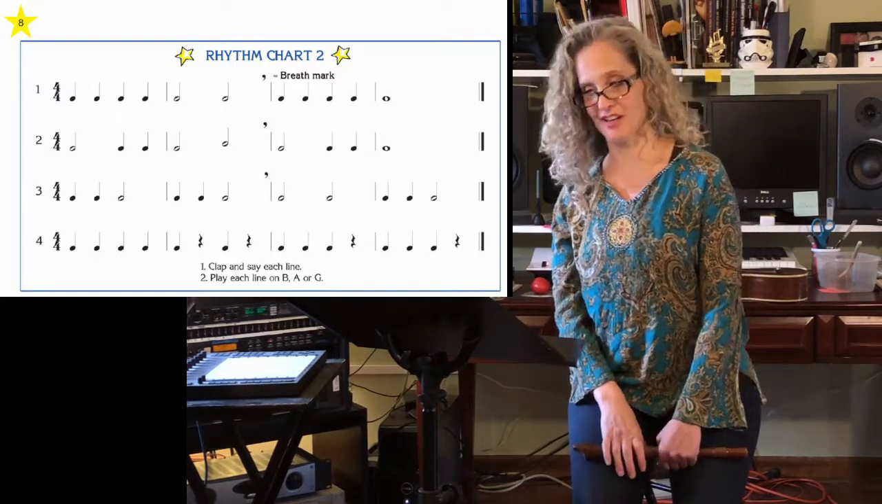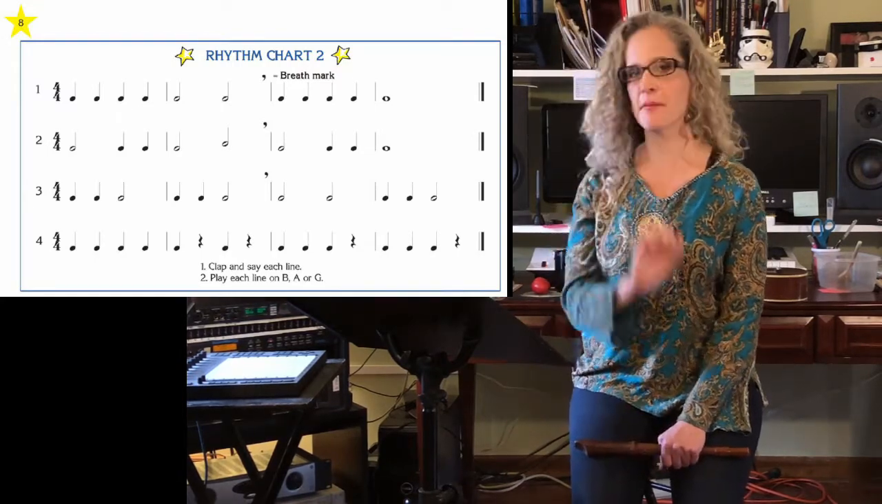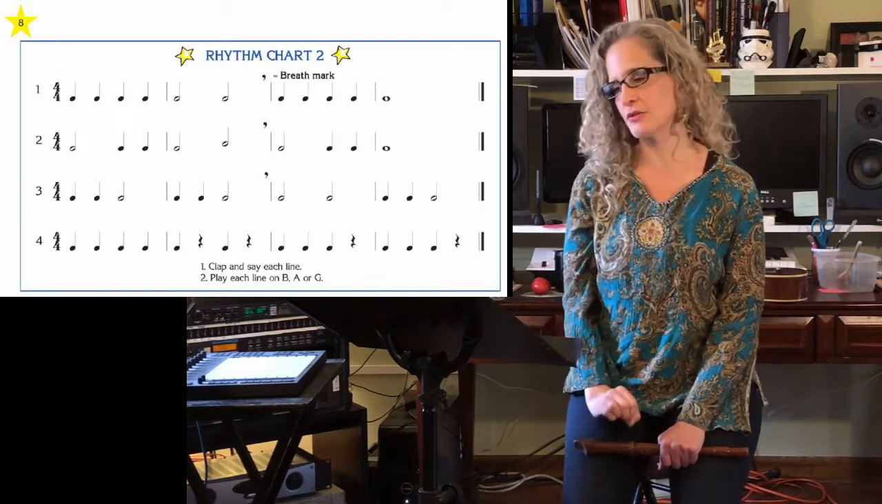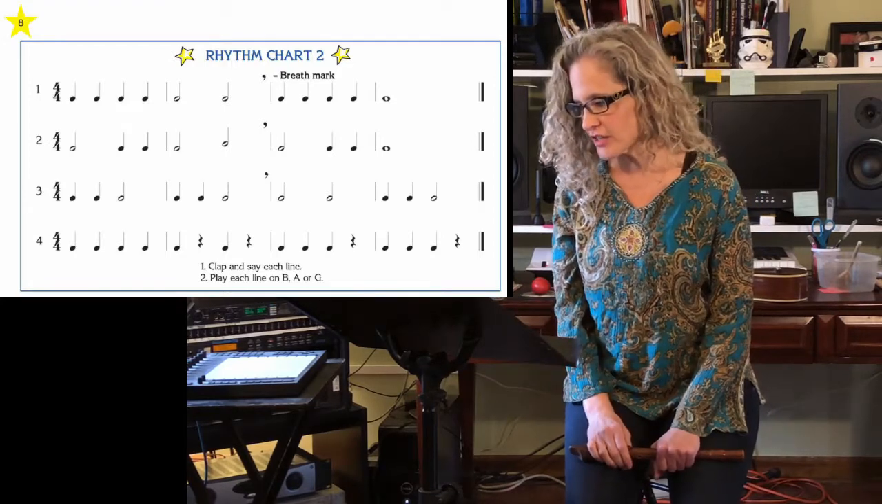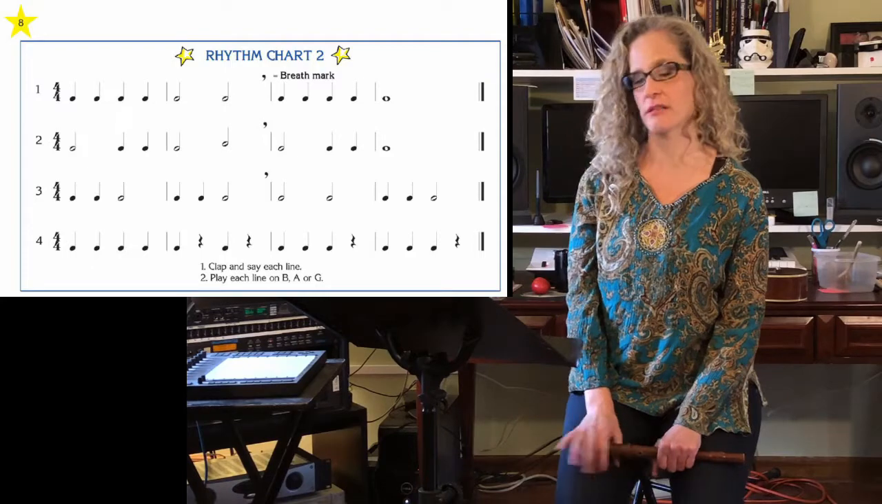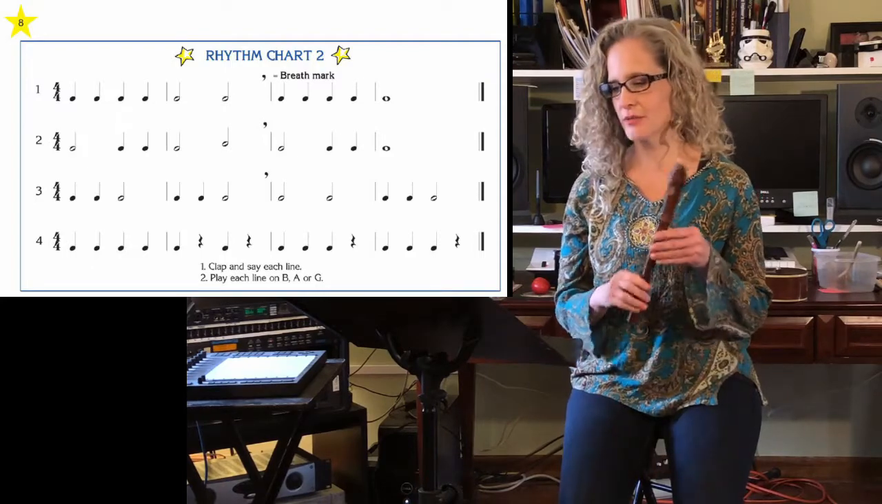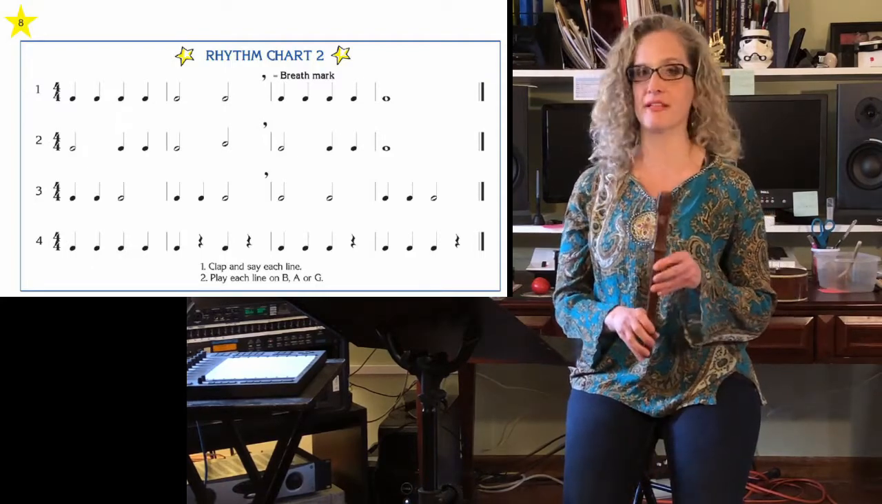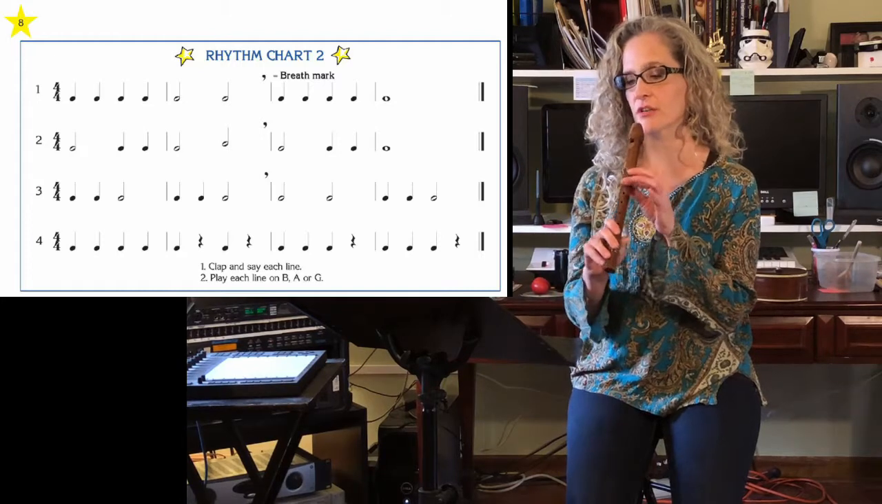Now, you should see right halfway through that example, there's a little apostrophe, and that is a breath mark. So when you're playing, stop the air there. Take a little bitty breath if you need to. We are going to play that line on B. All right, so we will try that. Number 2 on B. 1, 2, here we go.